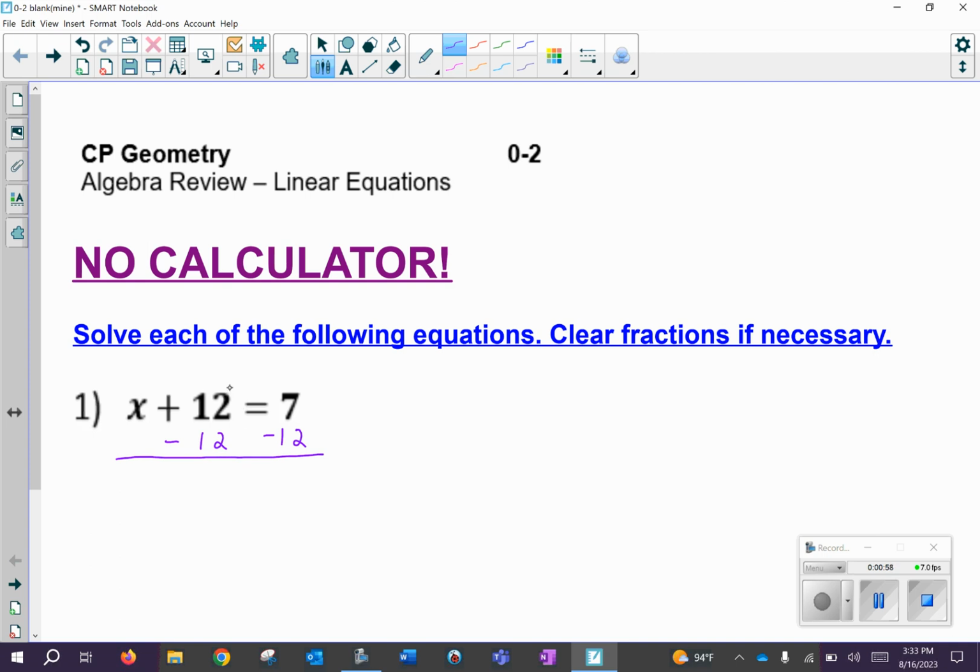And adding and subtracting 12 cancels, right? That's the whole idea. You don't usually see me drawing that cancel, but they just go away. That's what's happening. So you're left with x on the left-hand side. And on the right-hand side, 7 minus 12 is negative 5. And there's my answer for x. And that's exactly how you can show your work. x equals negative 5.